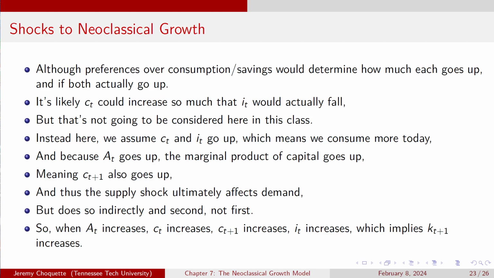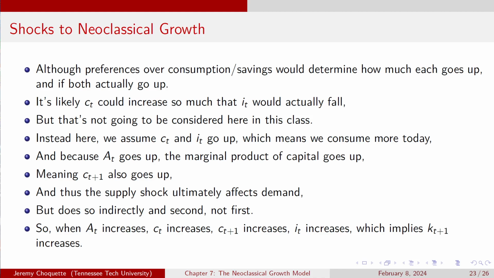Now, if we had a different functional form for the utility, yeah, you could probably have a case where I could fall, maybe, I guess. But actually, I don't know. I think you could. I believe you can. Don't take my word on that though. But yeah, here we would just assume that C and I both go up. So consumption goes up, investment goes up.